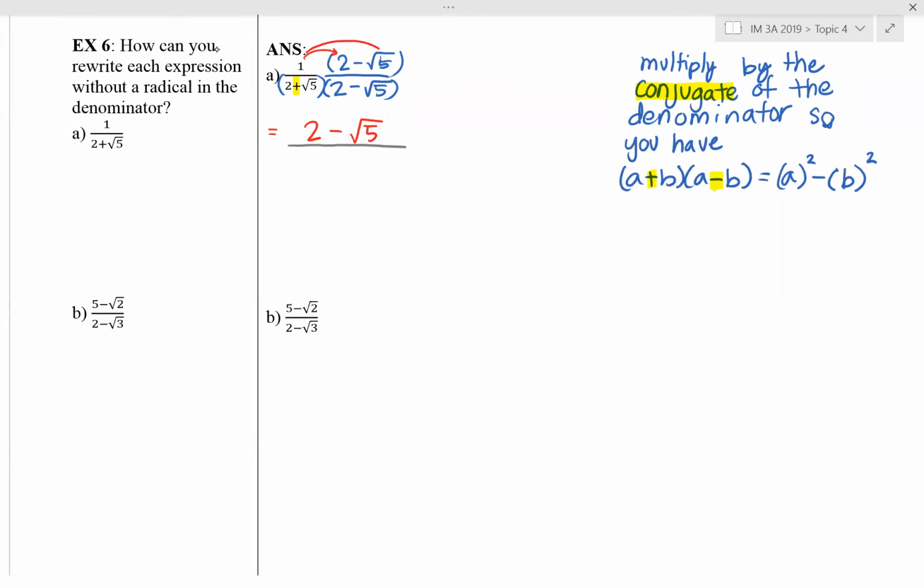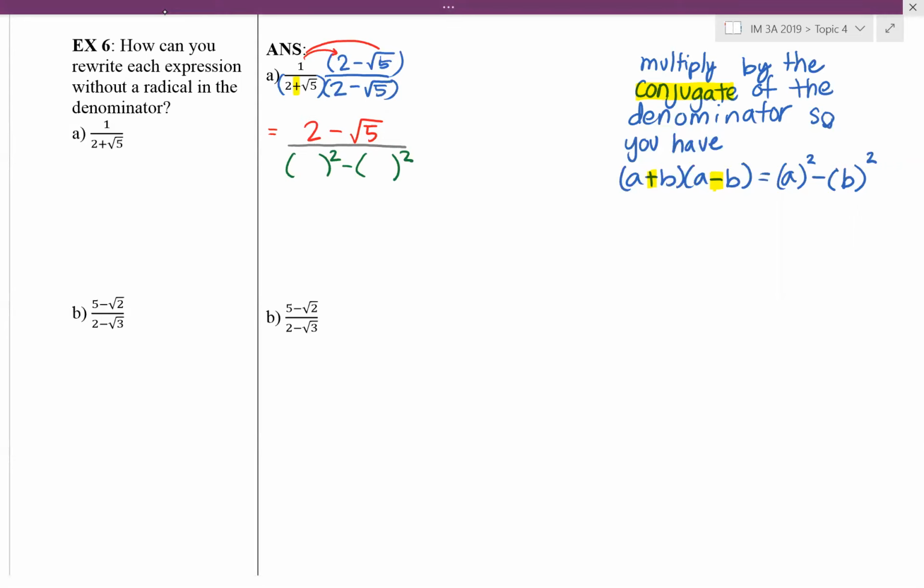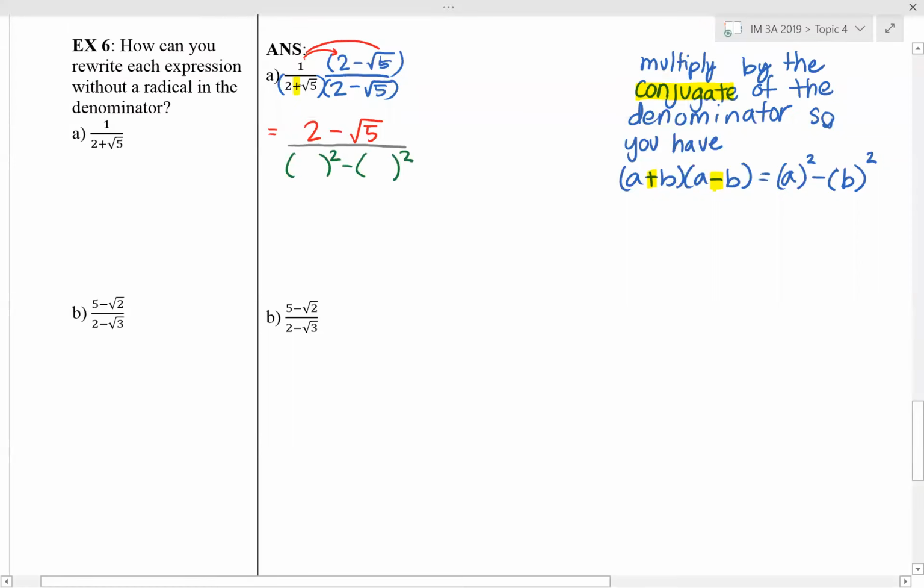So the idea of this difference of squares is that by forcing this conjugate, I'm forcing it to be a squared minus b squared, where a and b are the numbers that I was adding and subtracting each time. So in the original expression, a was 2, right? Because I had 2 plus radical 5. And then I had radical 5. Notice I'm not taking a plus or a minus. It's always positive.